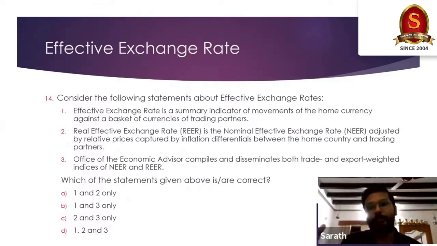It is a summary indicator of movements of the home currency against a basket of trading partners. The first statement is correct. Okay, second one, RIR is NEER adjusted by relative prices captured by inflation differentials between home country and trading partners. It is something that you should be answering without even knowing what is NEER and RIR, because it's only a question of real versus nominal.